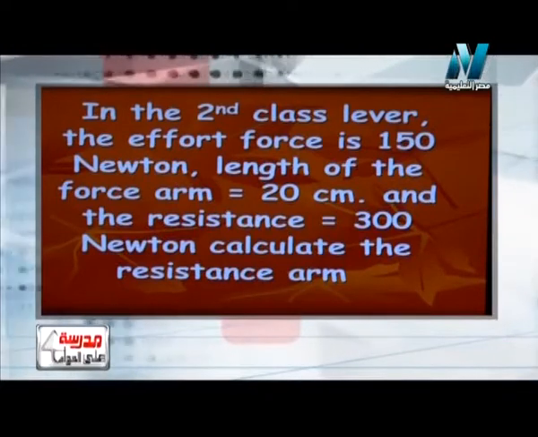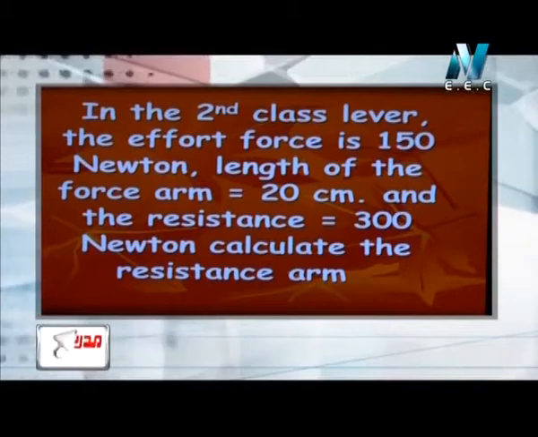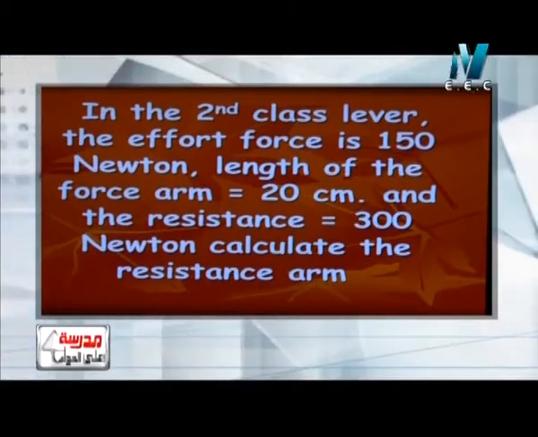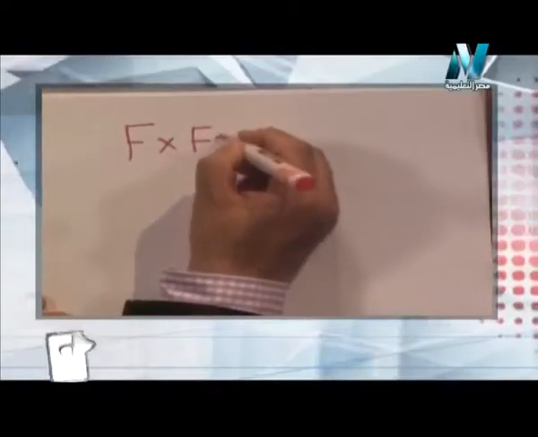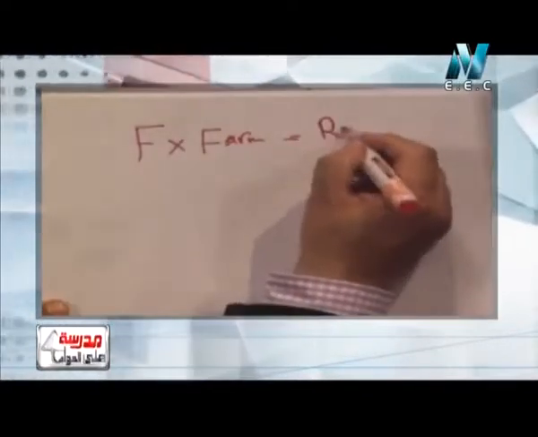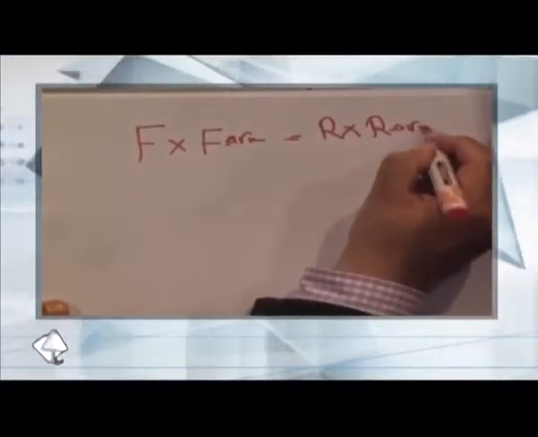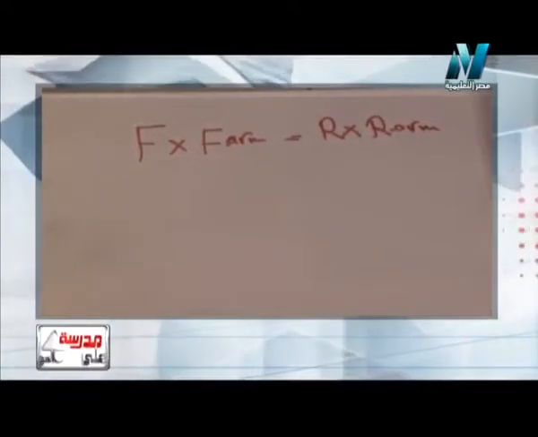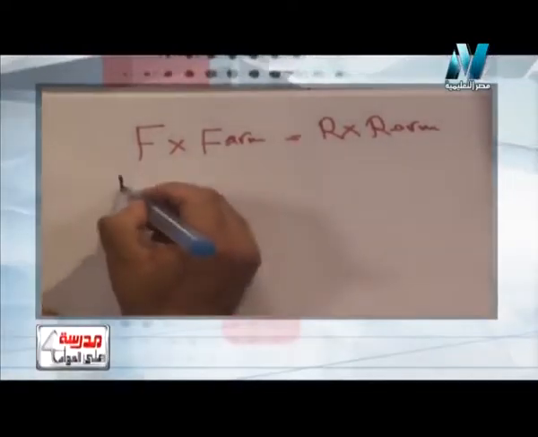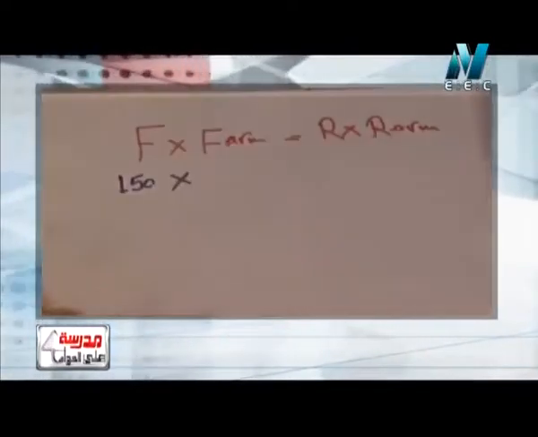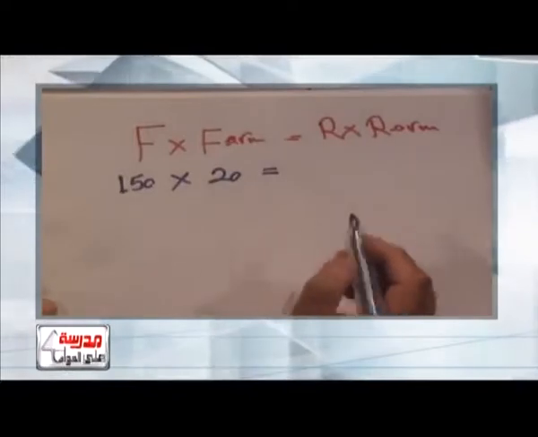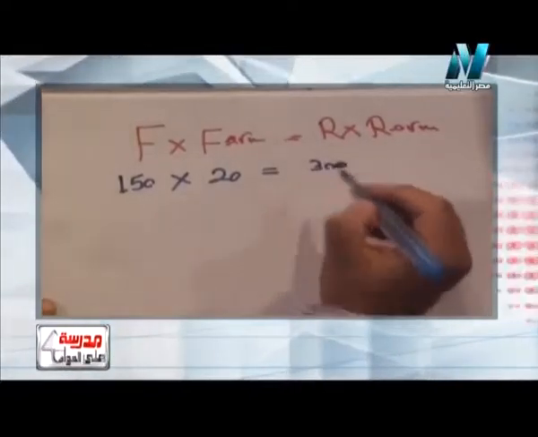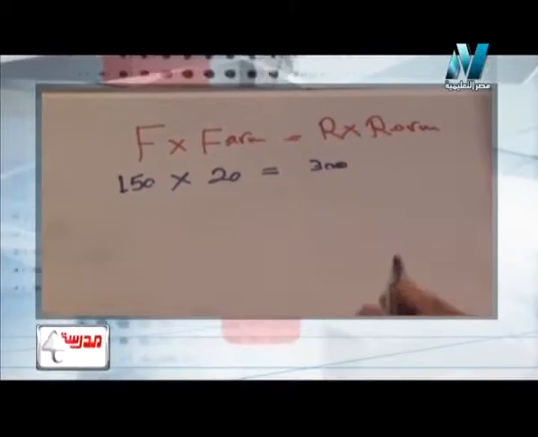Calculate the resistance arm. So at first I must write the law: effort force by effort force arm equals resistance by resistance arm. Here the effort force is 150 Newton, the effort force arm is 20 centimeter, and the resistance is 300 Newton. So what is demanded? Surely the resistance arm.